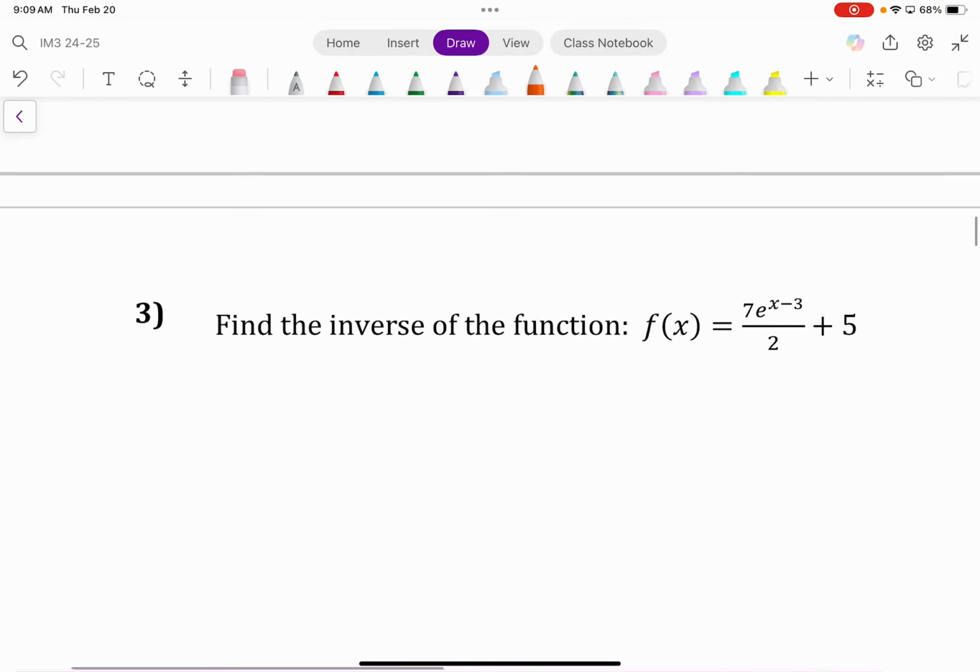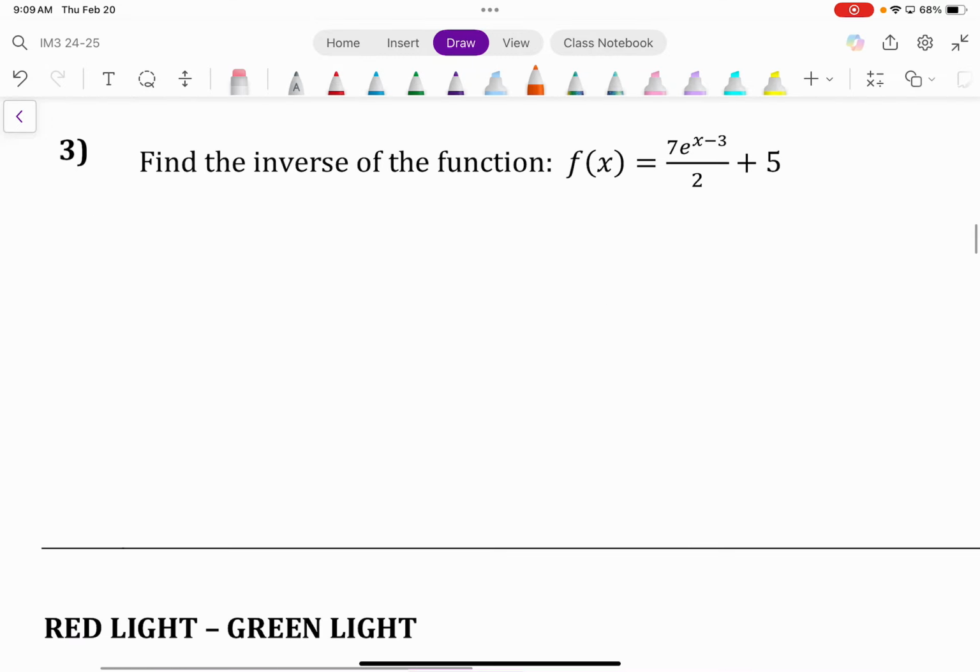So let's jump to the next one. Find the inverse of the following. This is a lot. 7e to the x minus 3 over 2 plus 5. If we're finding the inverse, then this is where we go back to writing the steps. So I'm going to call this f of x.